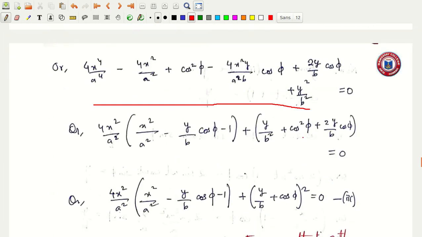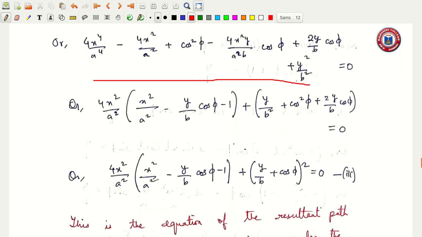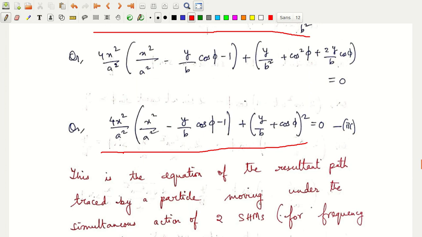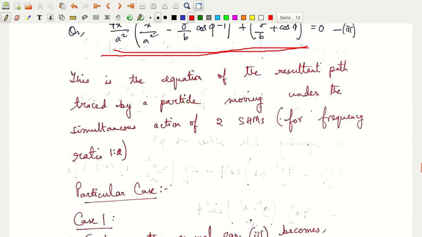Okay, now I take some things common, and finally I am getting the equation of the resultant path as this. So when the two SHMs having frequency ratio 1:2 are superimposed, then we get the resultant path as this. So now let us study some particular cases of this.